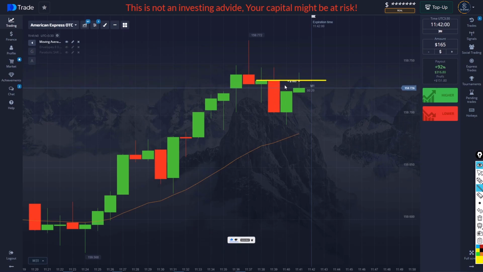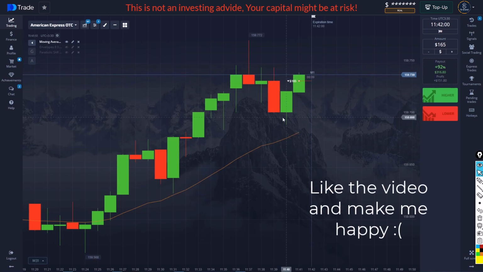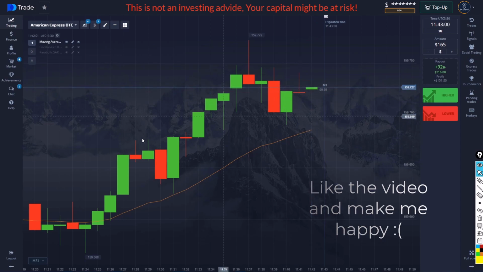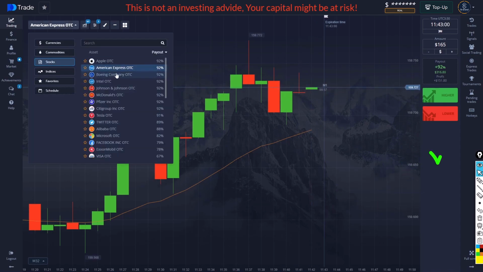Also, we have a nice entry on this level. Like if this candle even closes a green one, we can win the trade. Okay, it's gonna reject, no problem. Let's see. Okay, see, they rejected. Okay, that was my first trade. Let's move on.